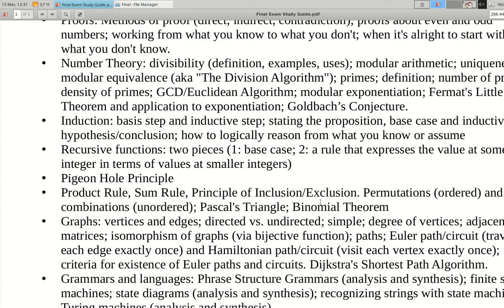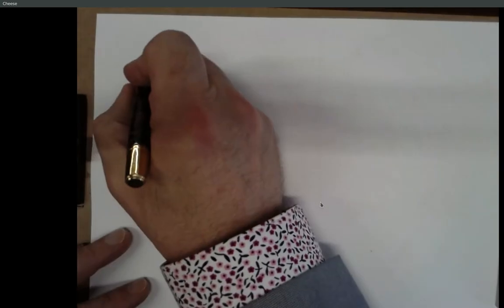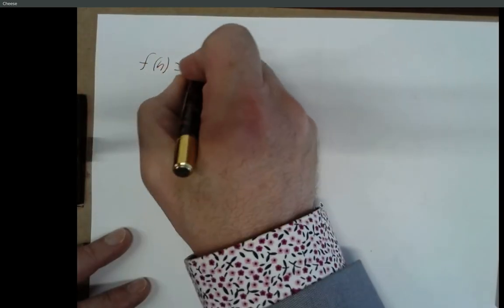So, finishing up, we're up to the stuff that we've been doing really recently. A recursive function has two pieces to it, right? So you keep on shifting, so it'll work.